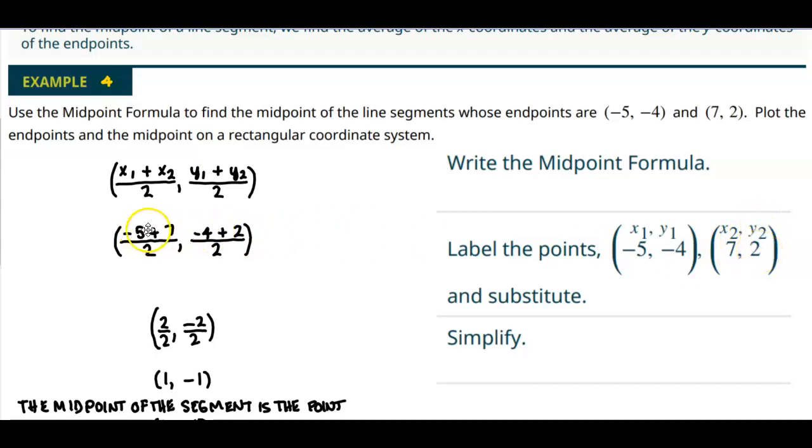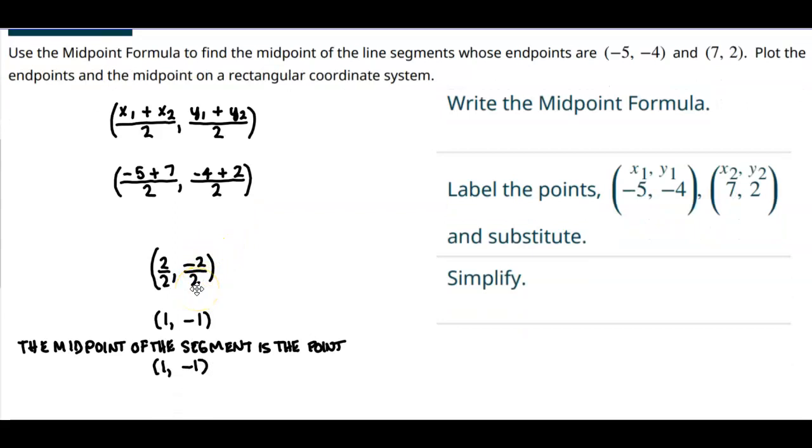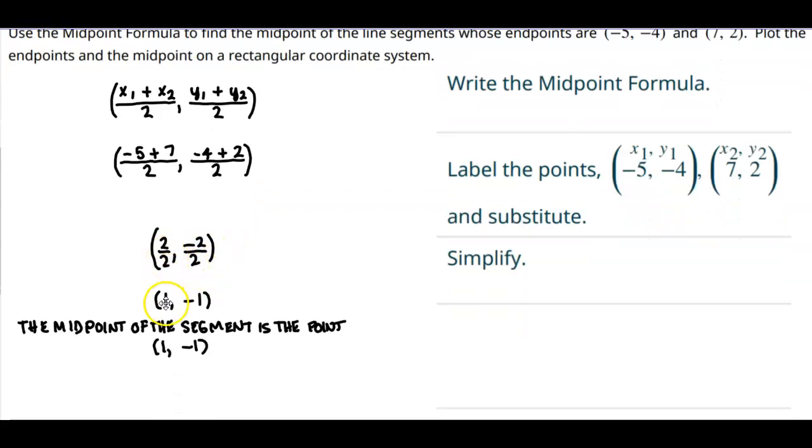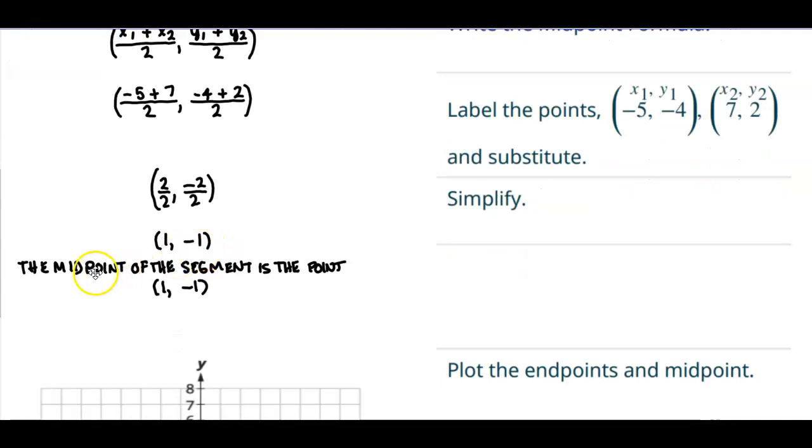So we have -5 plus 7, which gives you 2, divided by 2. And then we have -4 plus 2 over 2, which gives you -2 over 2. Well, 2 divided by 2 is positive 1. -2 divided by 2 is -1. So we can say that the midpoint of the segment is the point (1, -1).